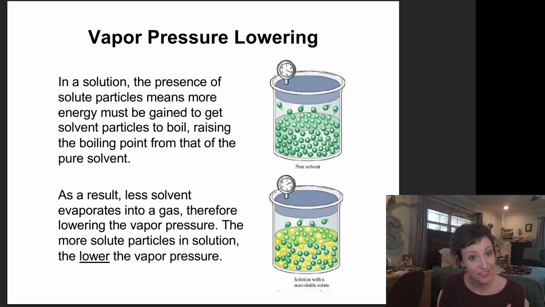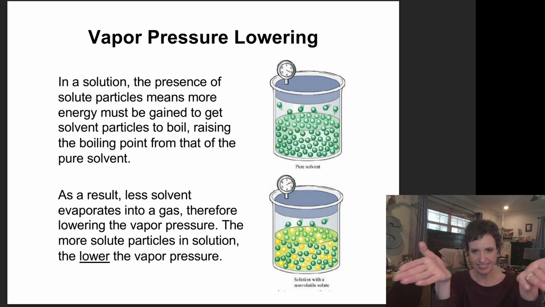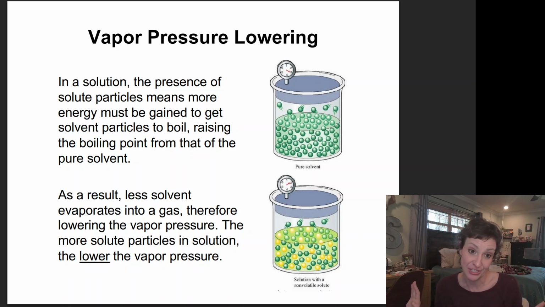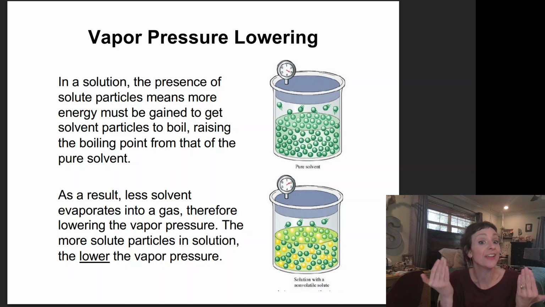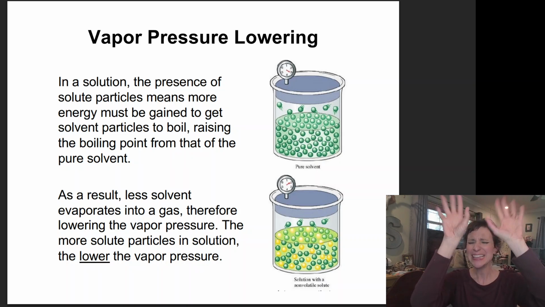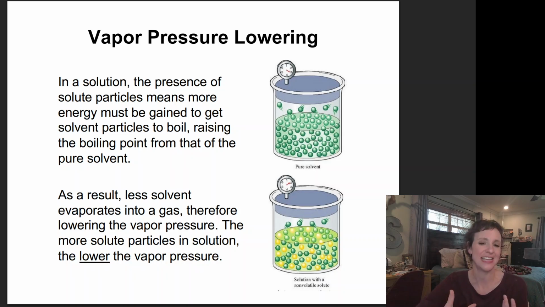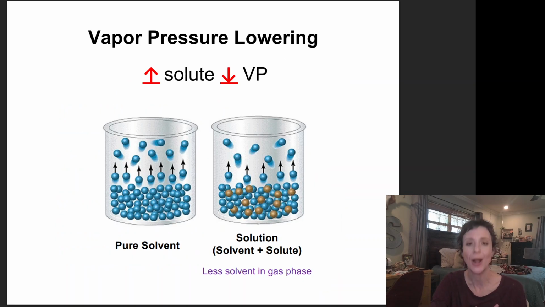In a solution, the presence of solute particles, we know, means more energy must be gained or lost to get the solvent particles to boil, raising the boiling point from that of the pure solvent. This first statement is just saying, hey, y'all know about boiling point elevation now. Yes? But as a result of that boiling point being elevated, less solvent will evaporate into the gas. And therefore, if I have less stuff in the gaseous phase, I won't have quite as much vapor to apply a pressure, right? So this lowers the vapor pressure. The more solute particles in solution, the lower the vapor pressure.